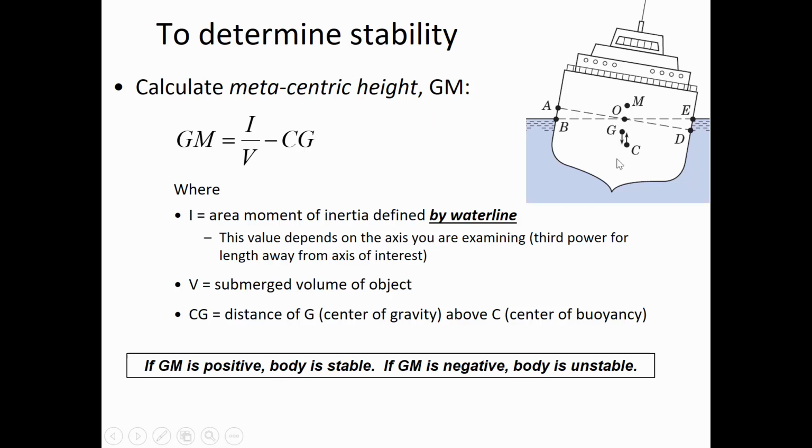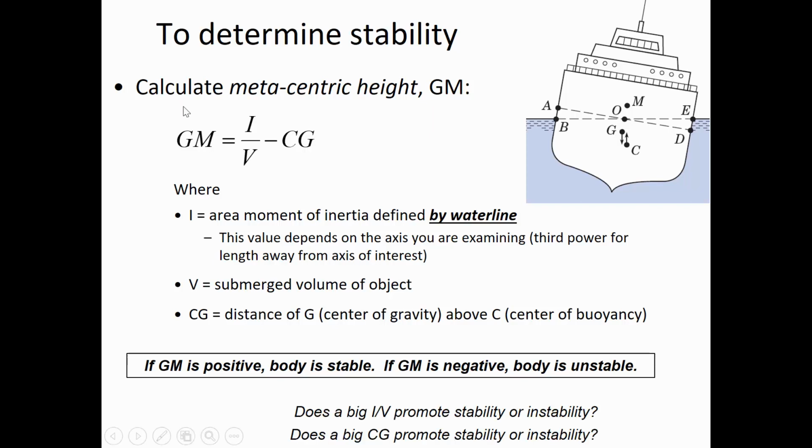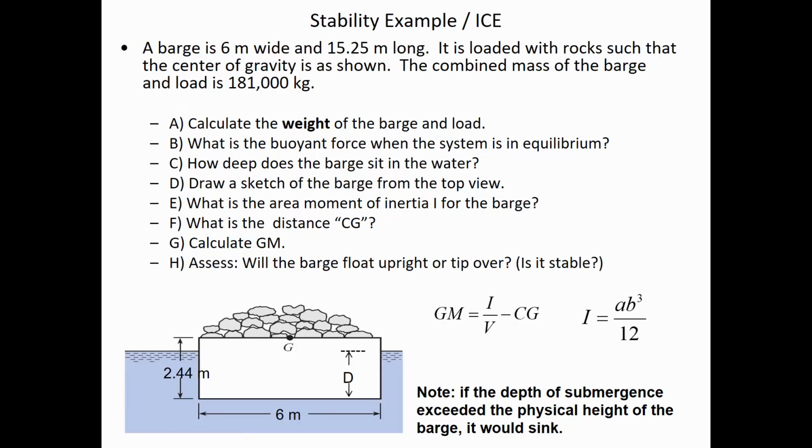So the area moment of inertia and the volume are constant? Yeah. So the only one we worry about is the CG value. And when you calculate metacentric height, you'll calculate it based on when it hasn't started tipping over yet. You'll calculate that when it's straight up and down. And I have an in-class exercise that I'm going to give you to practice this. We're going to consider a barge, and you can see the dimensions of it there, and go step by step to assess whether it's going to tip over or whether it's stable.